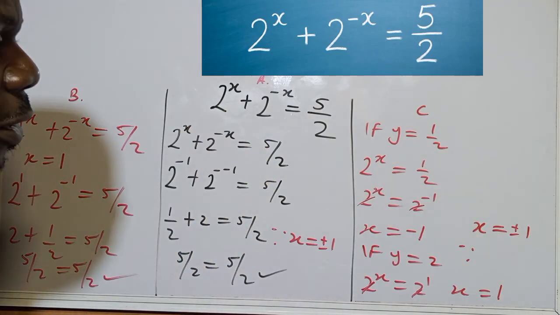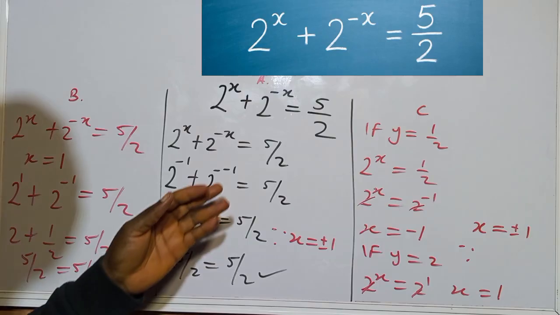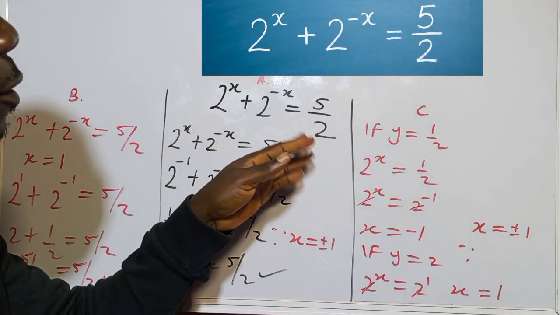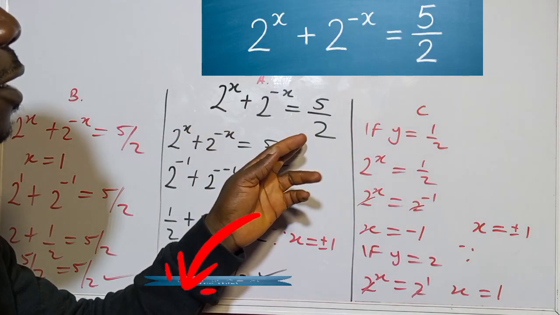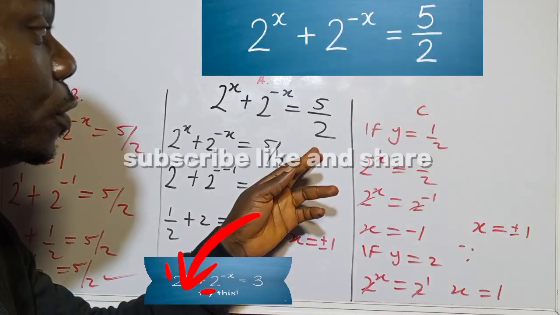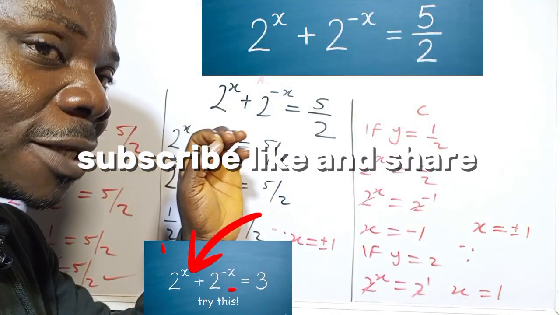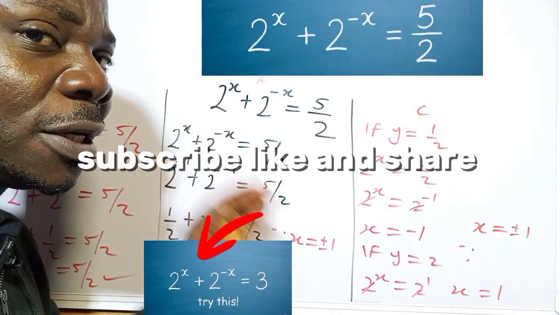Now, here comes the challenge for you. What if the right side of this equation was 3 instead? Would you still get both answers?